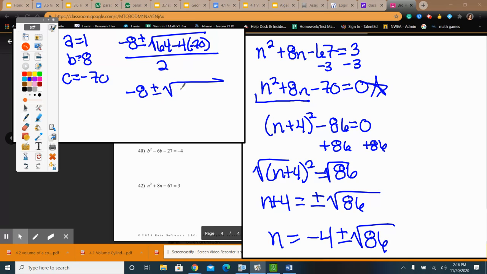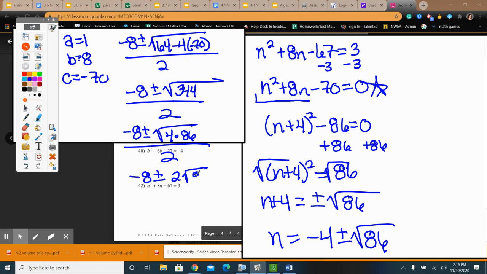344 over 2. So then you would have to find what goes into 344. So if you take 344 and you divide it by 4, that's it. So it's negative 8 plus or minus the square root of 4 times 86 over 2, which is negative 8 plus or minus 2 square root of 86 over 2. And then you would have to love math. Negative 8 over 2 is negative 4, plus or minus, those 2's cancel, square root of 86.